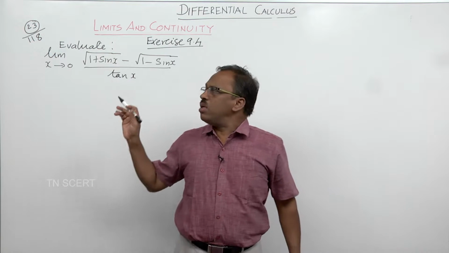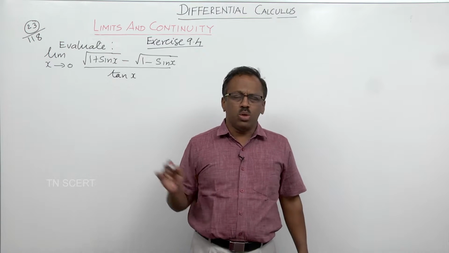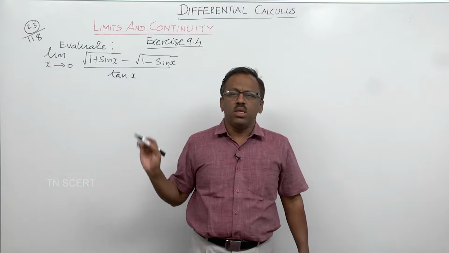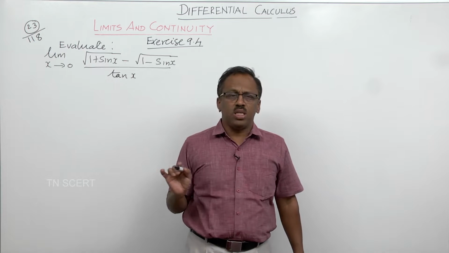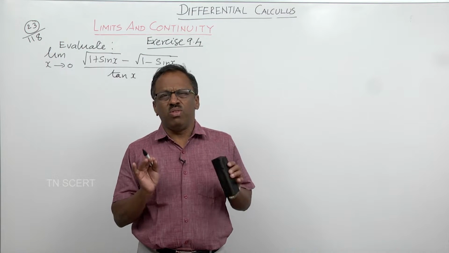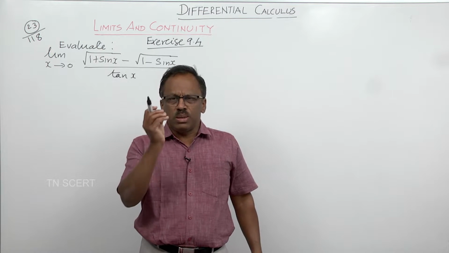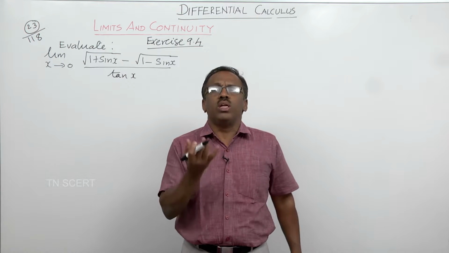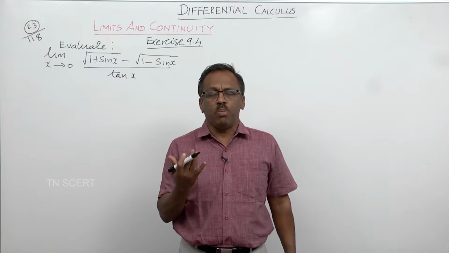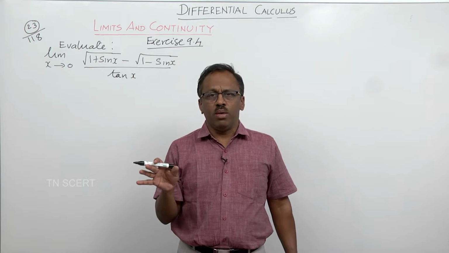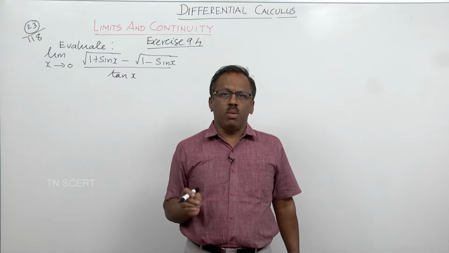Question 23: limit x tends to 0 of square root of 1 plus sin x minus square root of 1 minus sin x, by tan x. Very simple problem, only a simple idea you have to follow. What is the formula to be applied? No formula here, but simple techniques to be applied.